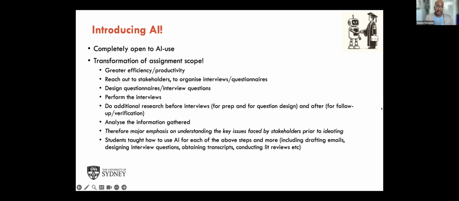And students could use AI for any of these steps. So they could use it for drafting emails. They could use it to design interview questions. They could use it to set up transcripts for their interviews when they were doing the interviews. And they could even use it to conduct lit reviews, all right? So we used AI tools to actually conduct lit reviews as well. Again, there were checks and balances in every step. Why? Because in this case, we were assessing the process over the product. Okay, so it wasn't just the final report we were marking.